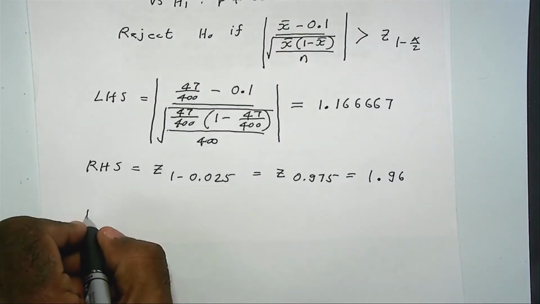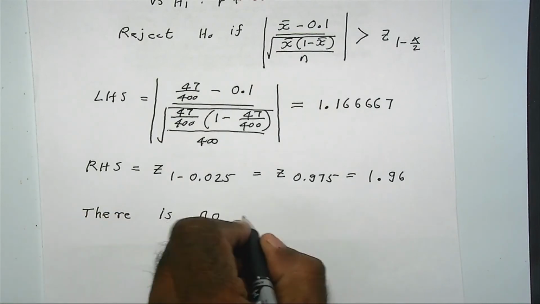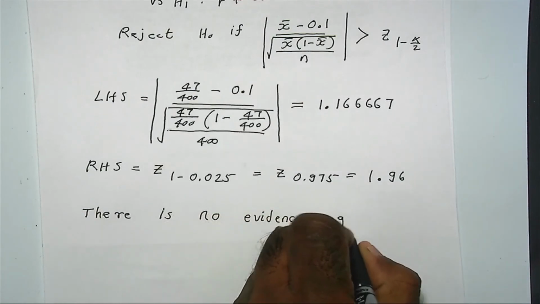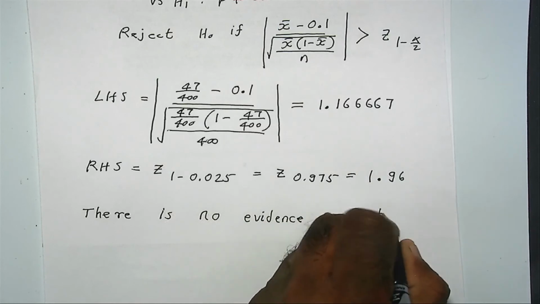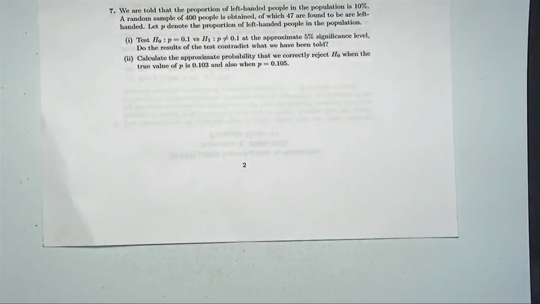So once again, the conclusion is that there is no evidence against the null hypothesis H0. Alright, so that completes the first part. The second part of the question is to calculate the approximate probability of correctly rejecting H0 when p is 0.103 and also when p is 0.105.